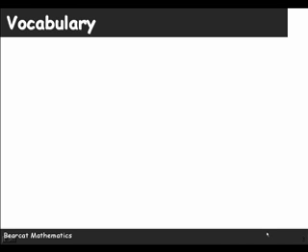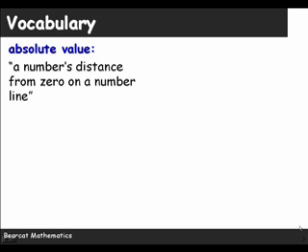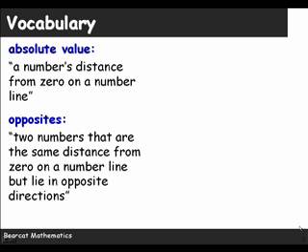We have some vocabulary that we need to make sure we have down as we study these numbers. Absolute value. Absolute value is defined as a number's distance from 0 on a number line. It's always positive. That's a key thing. Remember, the absolute value is always positive. Opposites. Two numbers that are the same distance from 0 on a number line, but lie in opposite directions. For example, 5 and -5. They're 5 away from 0, but they're on opposite sides of the number line.